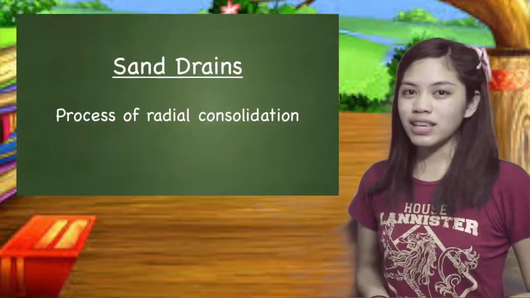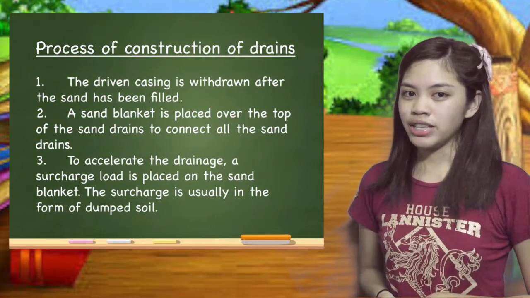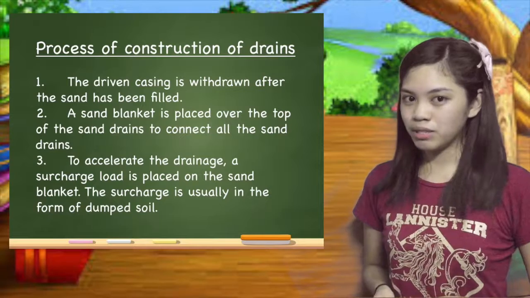Sand drains is a process of radial consolidation which increases the rate of drainage in the embankment by driving a casing into the embankment and making vertical boreholes. These holes are backfilled with a suitable grade of sand. Process of construction of drains. The driven casing is withdrawn after the sand has been filled.